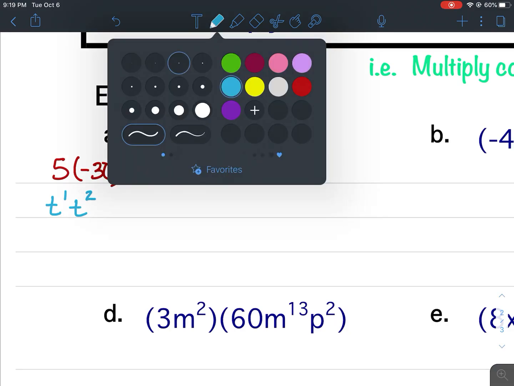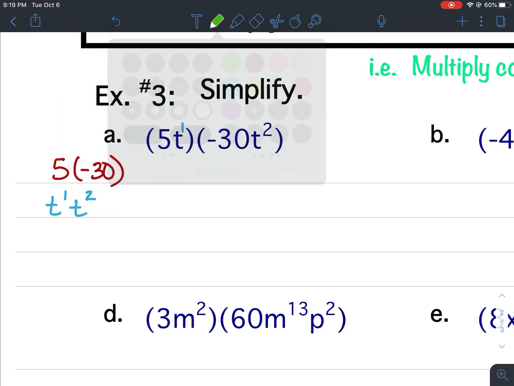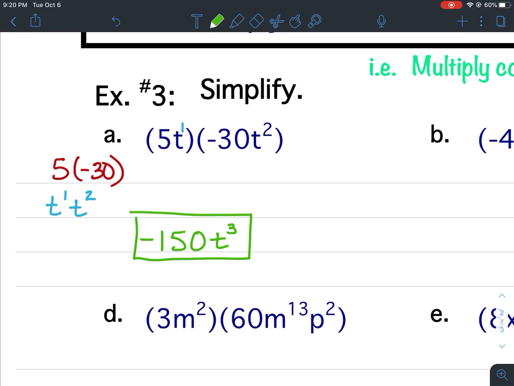Okay. To find my answer, I'm going to multiply the coefficients. So 5 times negative 30 would be negative 150. And so I did the second step of multiplying the coefficients, and now I need to add the exponents. Well, 1 plus 2 would be 3. So my final answer would be negative 150 t to the third.